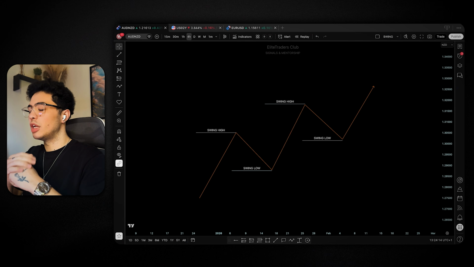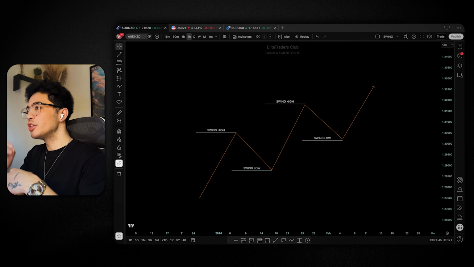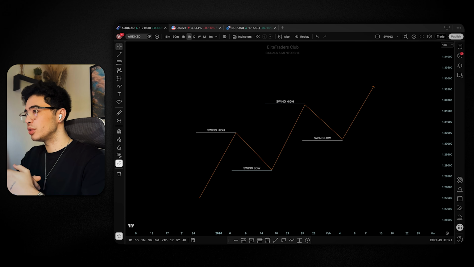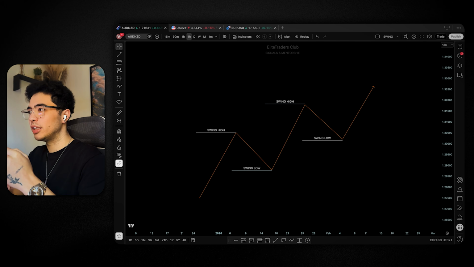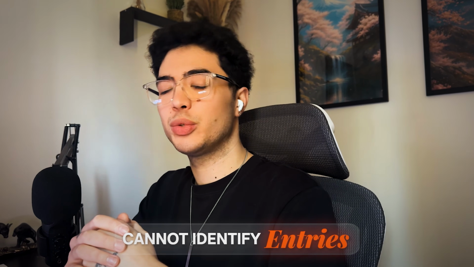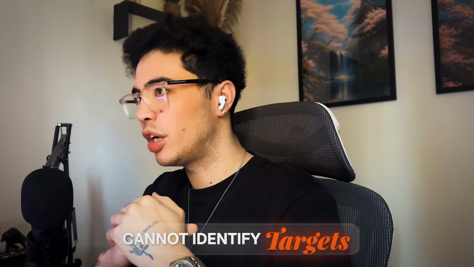But what's important about understanding swing highs and swing lows isn't the shape, it's not how it looks, but it's what it represents and how we identify it. So these are basically points in the markets where we see a shift in control. Buyers will lose control at swing highs, sellers will lose control at swing lows. And if you cannot identify these shifts correctly, you cannot identify a trend, you cannot identify your entries, and you cannot identify your targets properly.